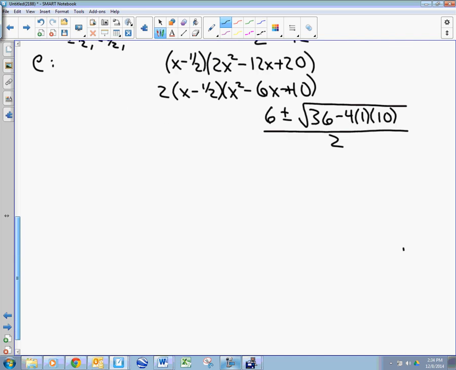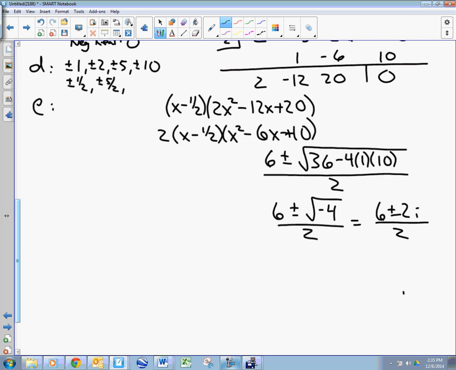What do you get in the discriminant? 36 minus 40. 6 plus or minus the root of negative 4, over 4. What's the square root of negative 4? 2i. So I get 6 plus or minus 2i over 2. Are both those divisible by 2? So divide it, and you get 3 plus or minus i. So our solutions are 1/2, 3 plus i, 3 minus i.